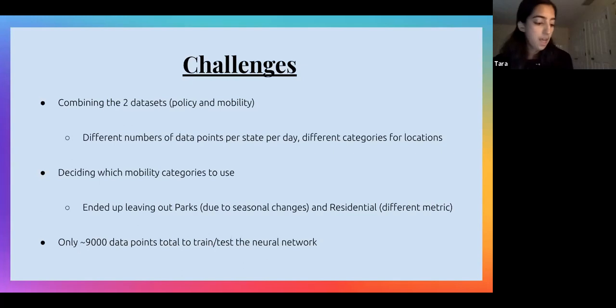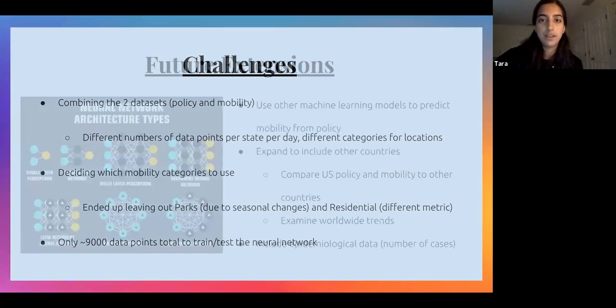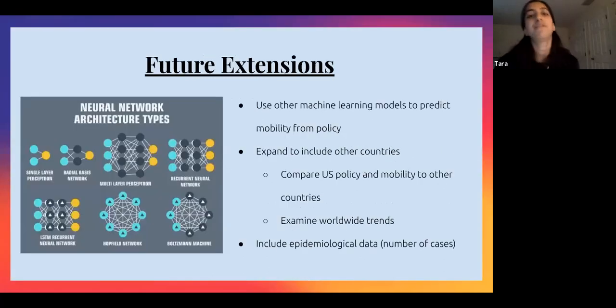And lastly, a challenge was trying to train and test my network with only about 9,000 data points. Ideally, it would have been a little more than that, and that probably affected my loss a little bit. So some future extensions or next steps for this project would be using other machine learning models or other types of neural networks to predict the mobility from policy data.